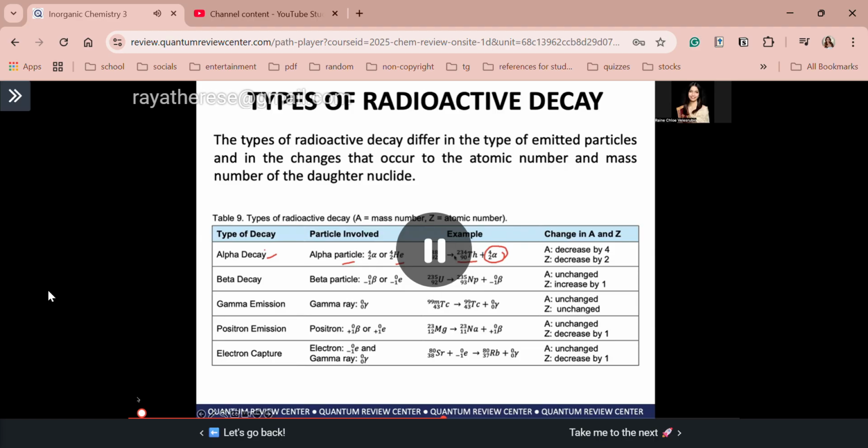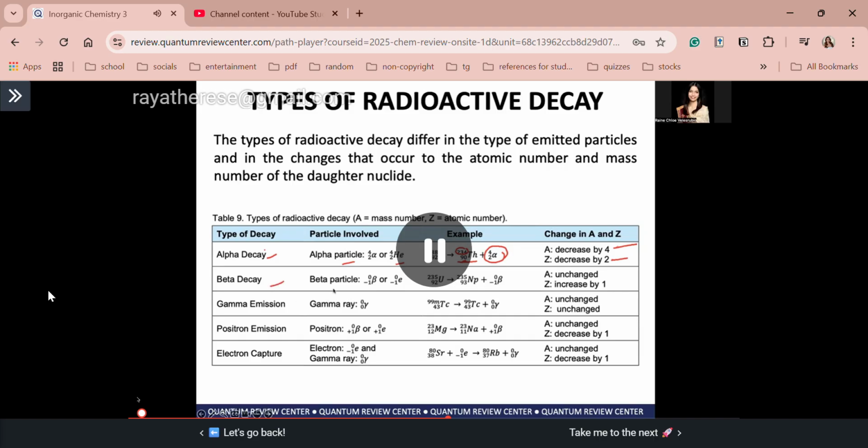Let's look at the daughter nuclide, thorium-234. Let's compare it with uranium-238, the original nuclide. So si thorium-234, nag-decrease by 4 ang kanyang mass number compared to uranium. And its atomic number also decreased by 2 compared to uranium. Okay, again, for alpha decay, decreased by 4 ang mass number, decreased by 2 ang atomic number.